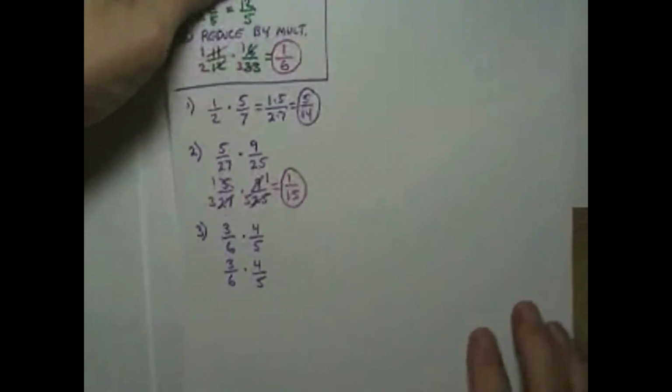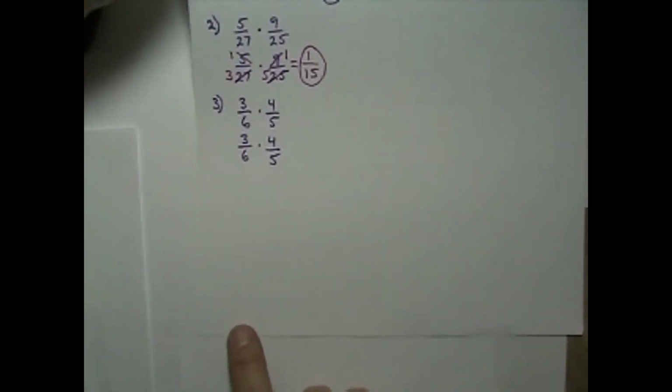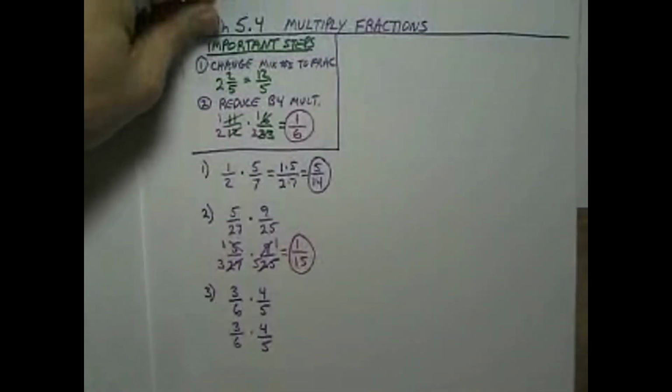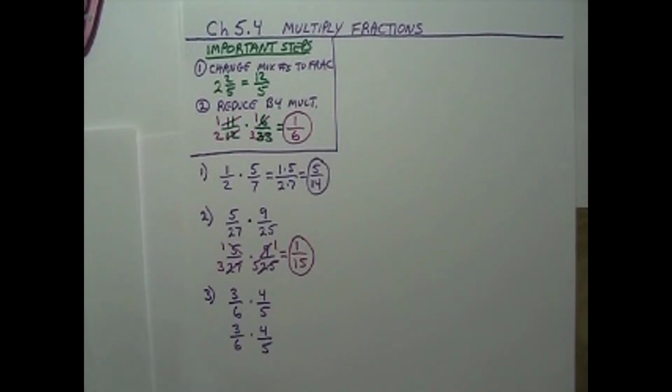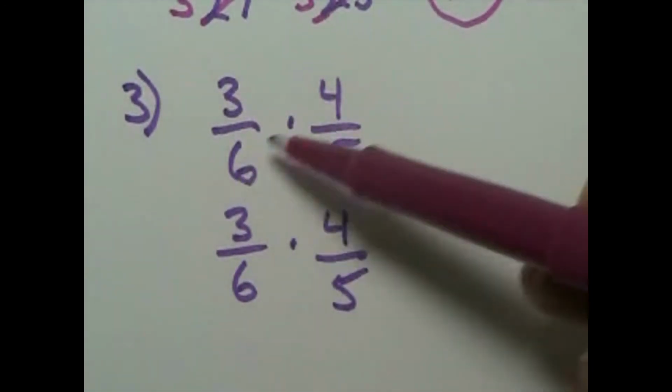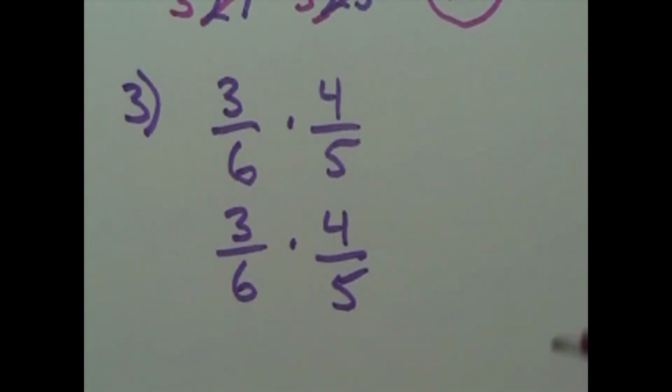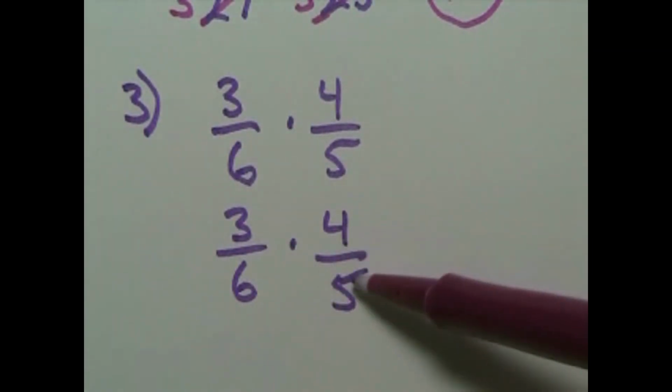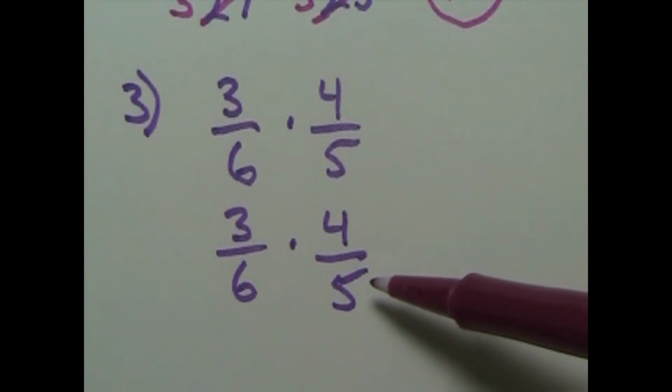Just to let you know, I'm writing fairly small. Here's the bottom of my paper. Just to give you some idea. So 3/6 times 4/5. So here's my original problem. I'm going to rewrite it down below here. And now I'll start reducing.